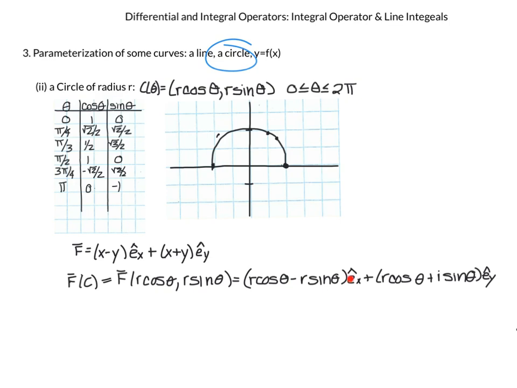So my x component is going to be x minus y, so this will be r cosine theta minus r sine theta. And then for my y component, I'm going to have x plus y, so this is r cosine theta plus, this should be r, I was thinking of complex numbers, r sine theta.